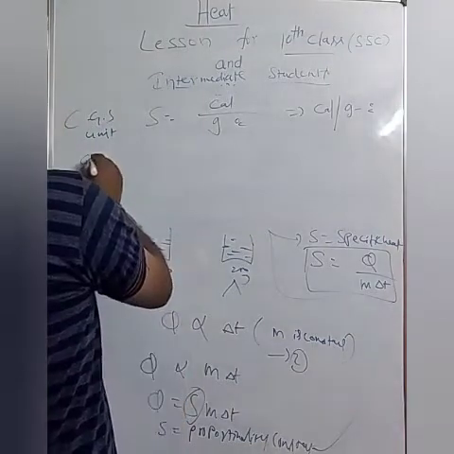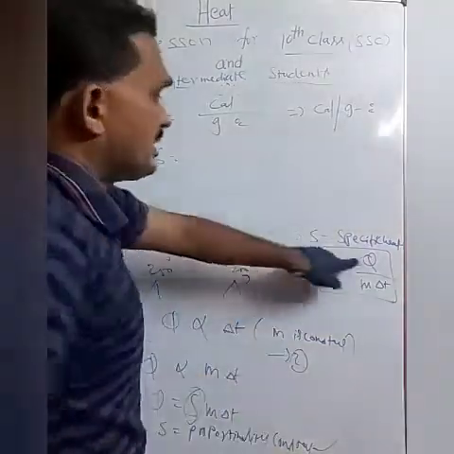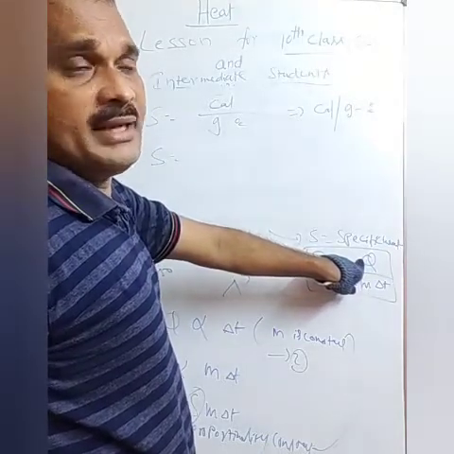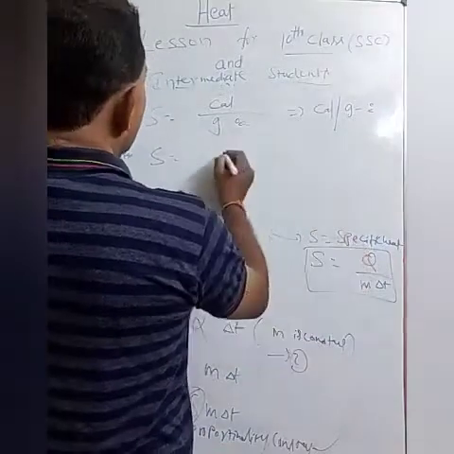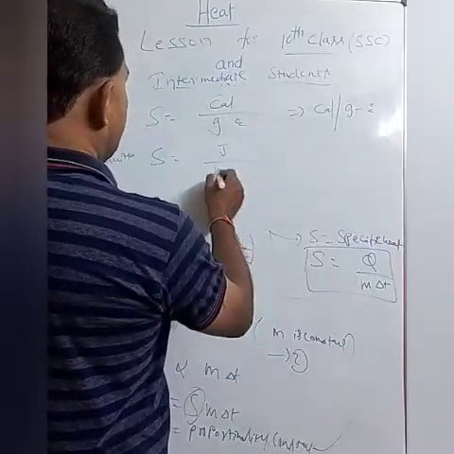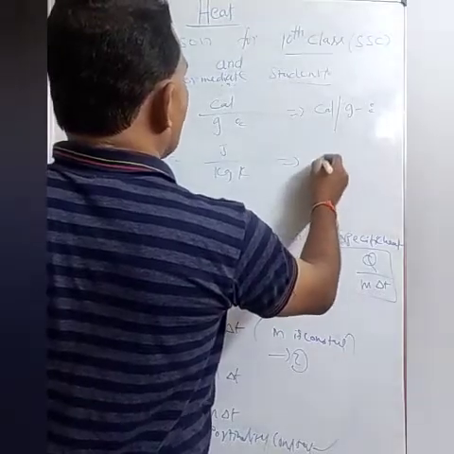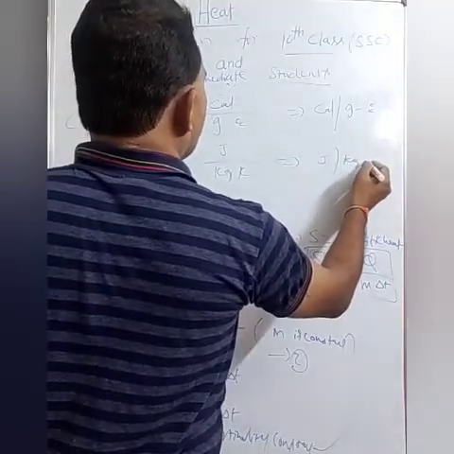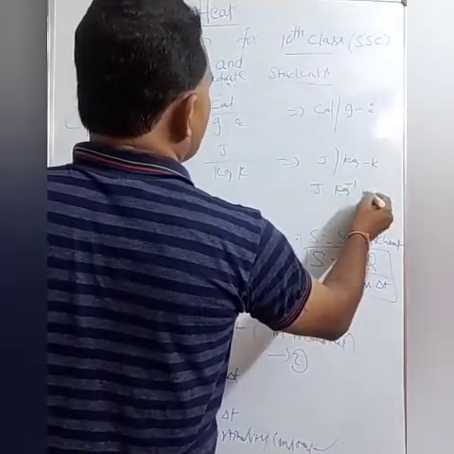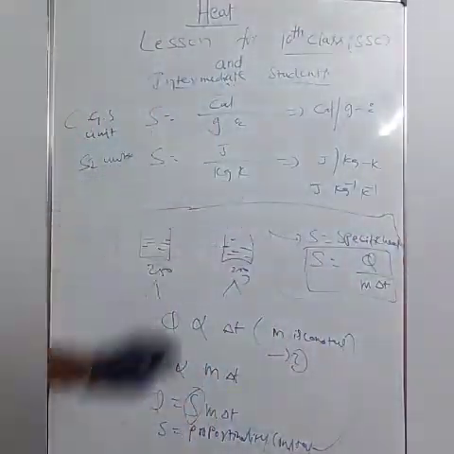Then what are the SI units? The SI unit for specific heat is the SI unit of Q, heat, which we already discussed, joules, divided by the SI unit for mass, kg, and for change in temperature, kelvin. We can write this as joules per kg kelvin, or joules kg power minus 1 K power minus 1. In this way we can write the units for specific heat.